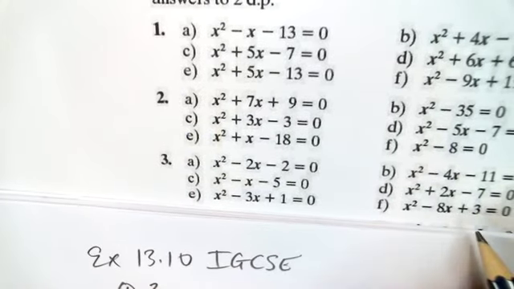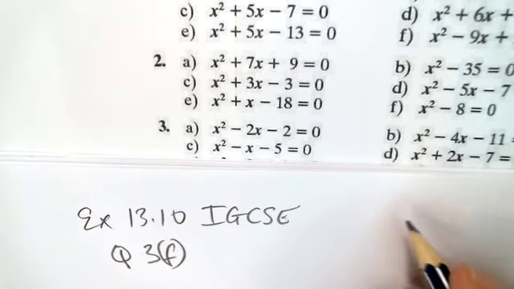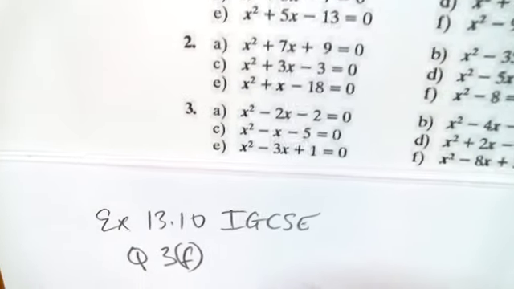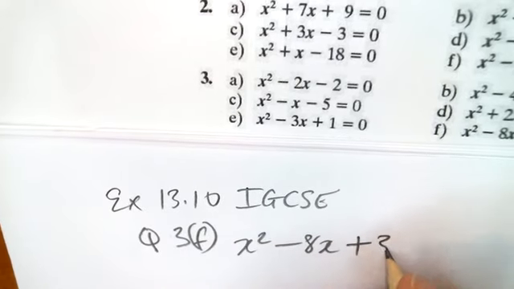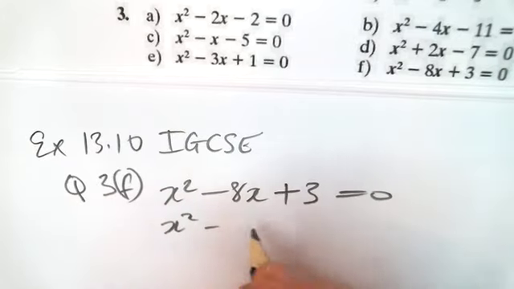Let's go for one of these ones down here. 3f for a change. 3f. We'll do the last one. Hopefully the last one's going to be nice and challenging. Let's have a look. So we're going to have an x squared minus an 8x plus a 3 is equal to 0. Restate the question.